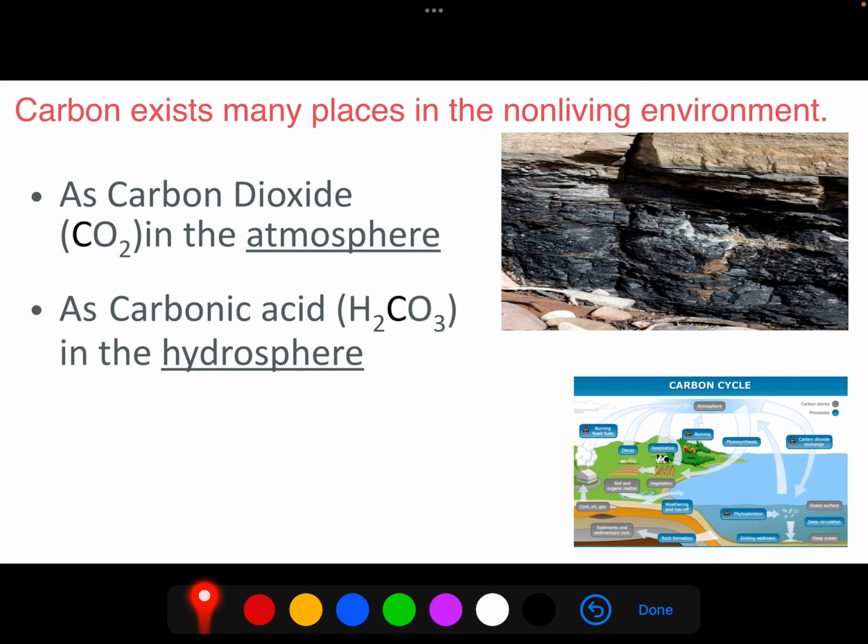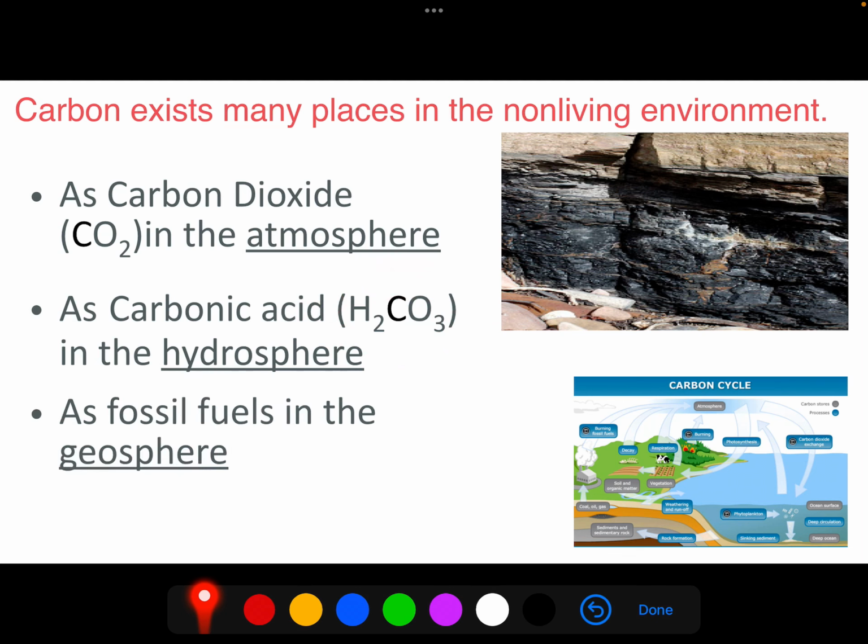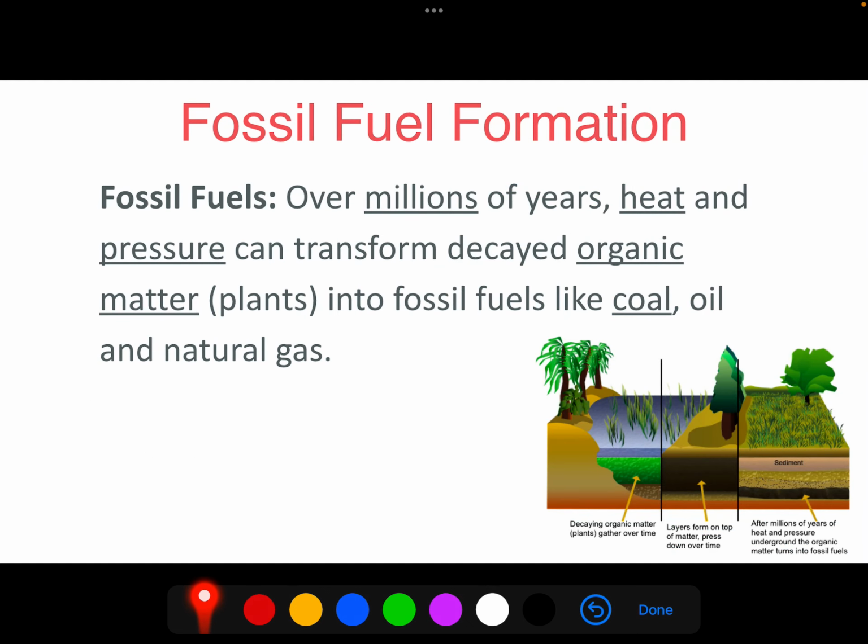Next, carbon is found in the non-living environment as carbonic acid in the hydrosphere. We're going to talk a lot more about this guy in the next coming units. And then finally, as various fossil fuels in the geosphere. So that completes our first page of notes. Now we're on to the next page.